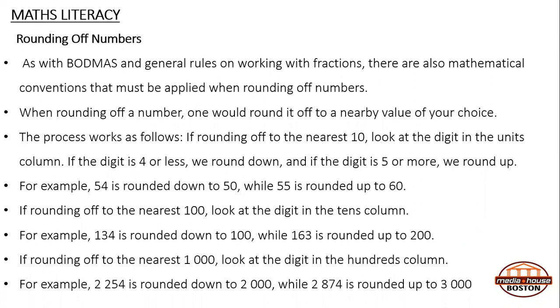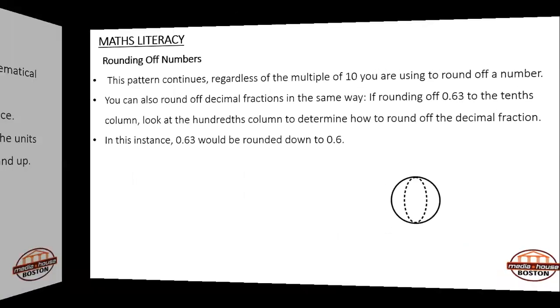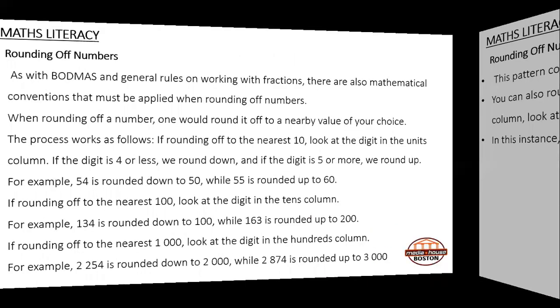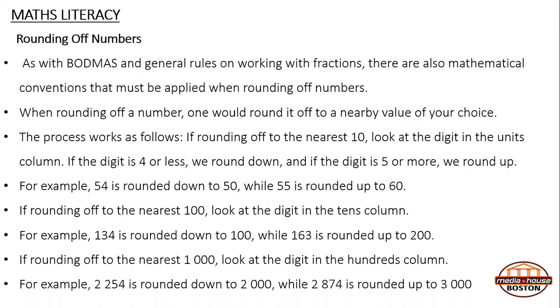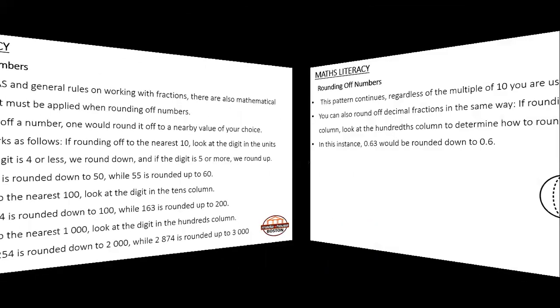For example, 134 is rounded down to 100, while 163 is rounded up to 200. If rounding off to the nearest 1,000, you look at the digit in the hundreds column. For example, 2,254 is rounded down to 2,000, while 2,874 is rounded up to 3,000. That's how we do rounding off of numbers.